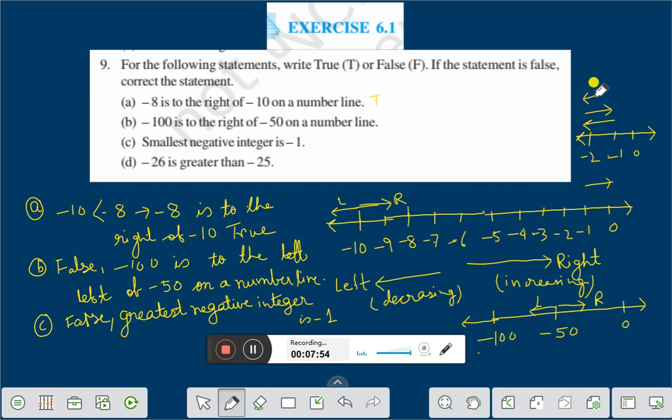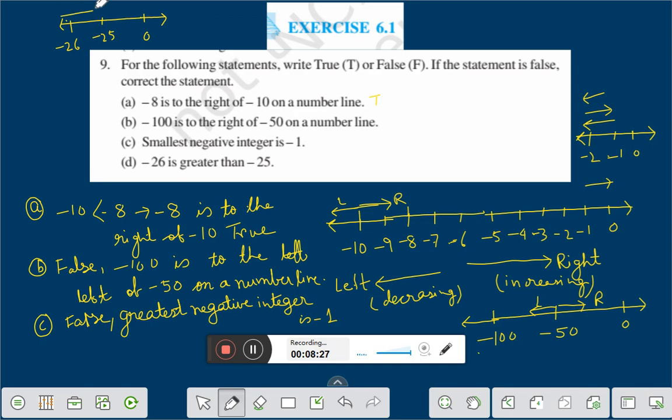Now, minus 26 is greater than minus 25. Let us take another number line. This is a number line. We have taken here 0. This is 0, and two numbers. One is here, this is minus 25, and here minus 26.